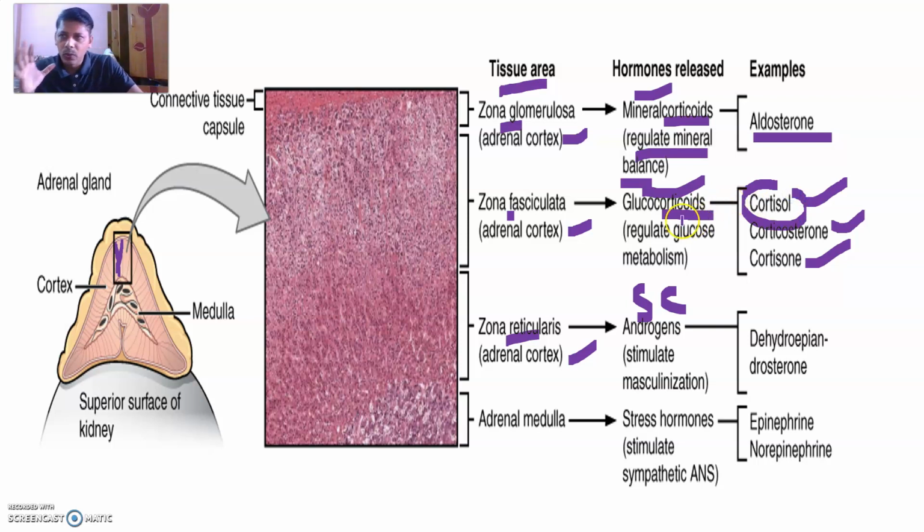What is the chief glucocorticoid? It regulates the glucose metabolism. They regulate the mineral balance. They stimulate the masculinization. Okay, aldosterone.